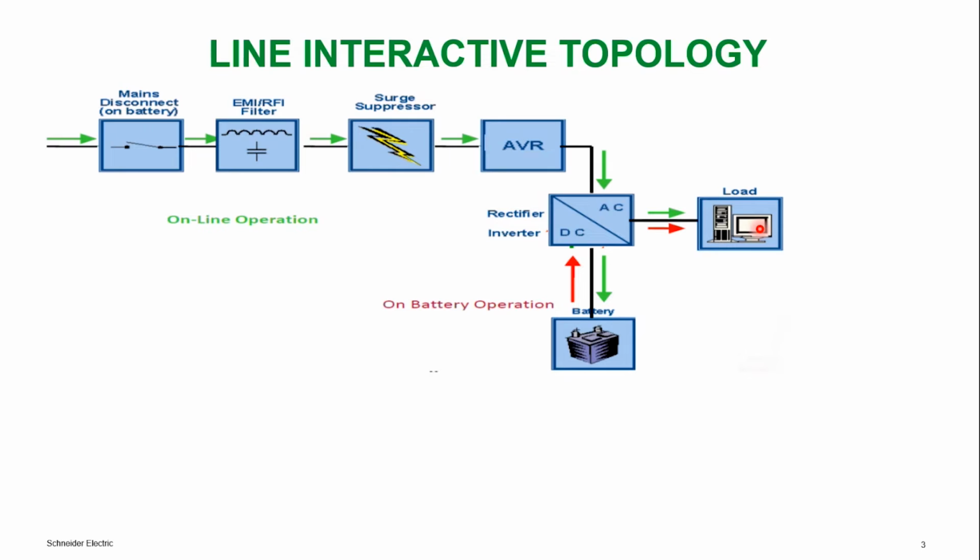So in standby, we were having a transfer time of 7 to 8 millisecond. Line interactive, we are having a transfer time of 3 to 4 millisecond. So we can use line interactive topology UPS for little more advanced applications like mid-level servers, routers, switches, or machines which can be used for such kind of power supply.